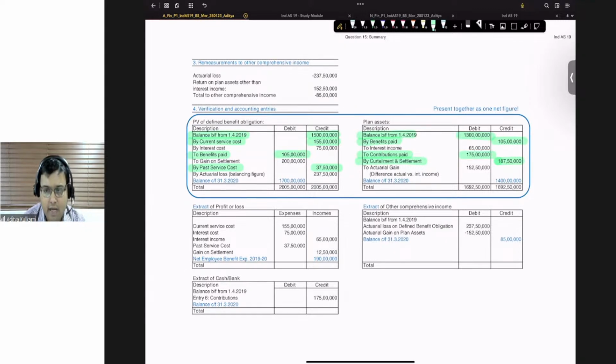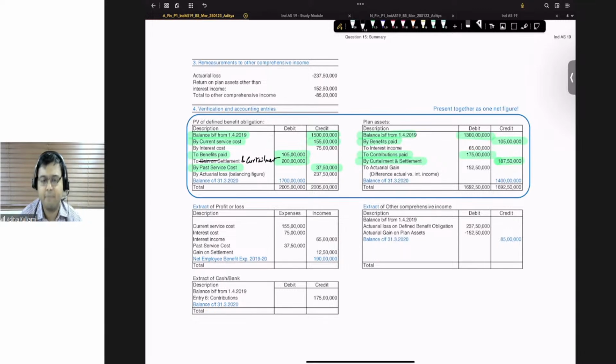So we call this curtailment and settlement. So this 1,87,50,000 is what I have paid off. Is it understood? Yes. Is it okay? And by virtue of this payment, my liability is reducing by how much? Sir, my liability is reducing by 2 crores. My liability is reducing by 2 crore. Okay. This should not be gain on settlement. This should be curtailment and settlement. Okay. Just make that change.